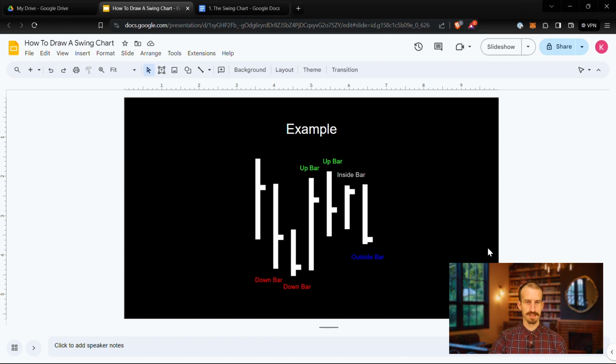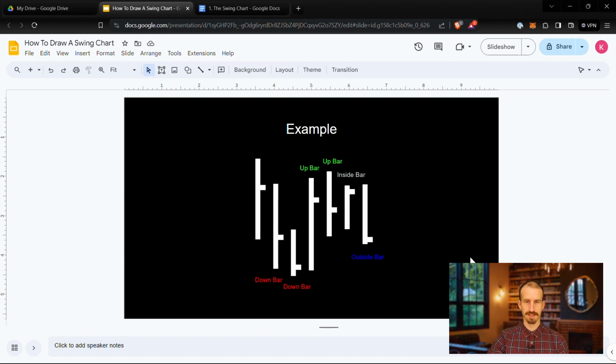So let's look at an example. This is a series of bars. We have first the reference bar, then we have a down bar, another down bar. You can see the low exceeded the low of the previous bar. Then we have an up bar, followed by another up bar, inside bar, nothing changes, and then we have an outside bar. You can see the high just exceeded the high of the previous bar, and then continuation down.